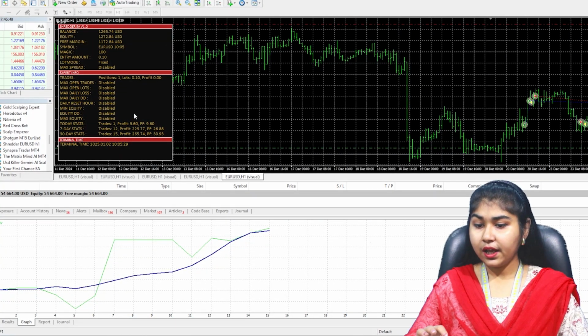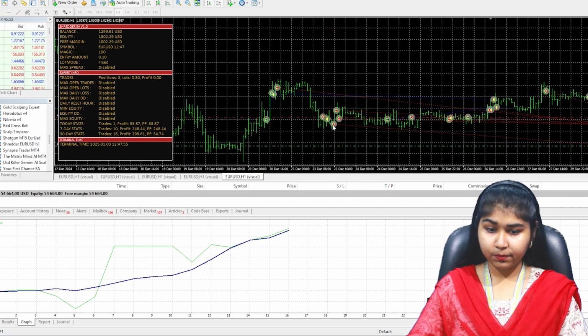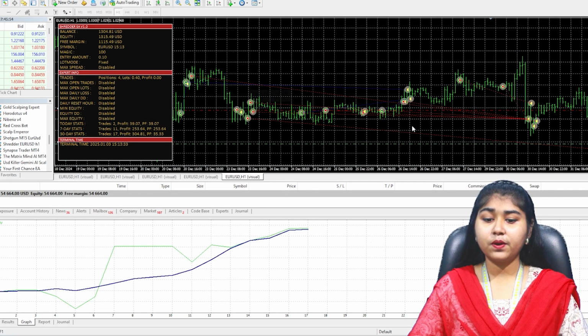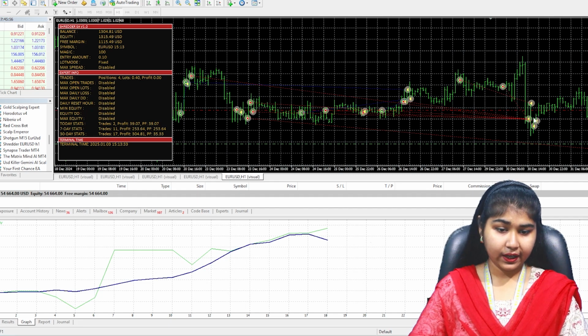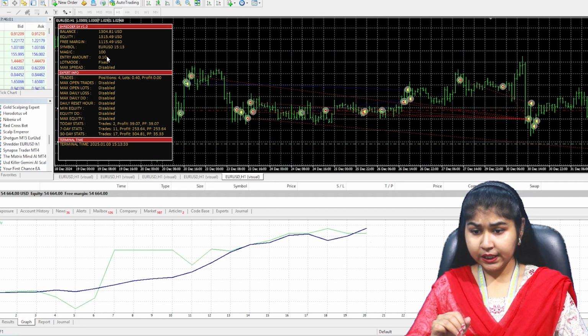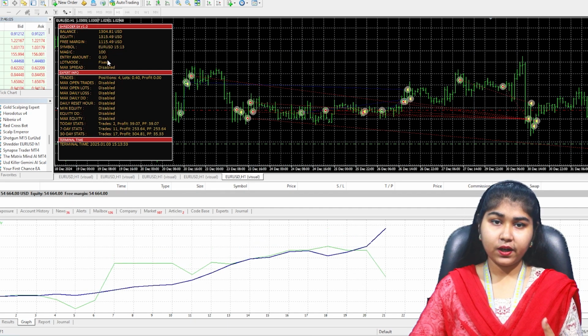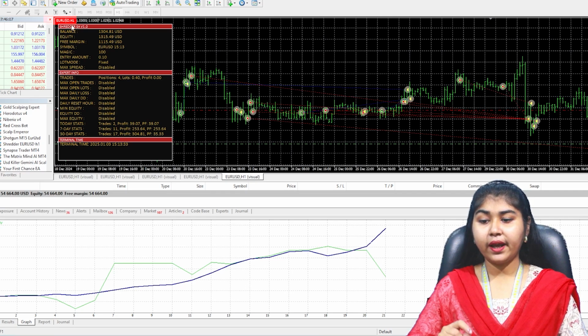So this is how this expert advisor's user interface looks, and by the interface you can say this expert advisor is really active and it has placed a lot of trades here. So here we will see a lot of detailed information. I have placed this expert advisor on the Euro USD pair and H1 time frame, as recommended by the developer himself.